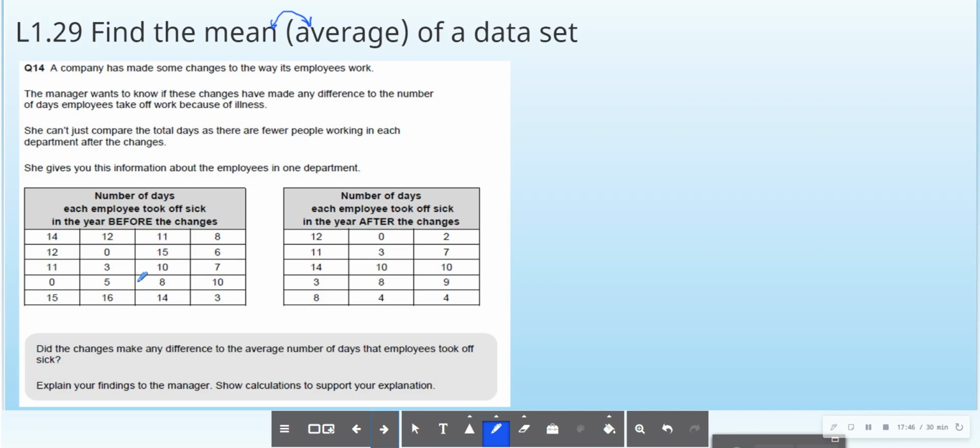So 14 plus 12 plus 11 plus 8 plus 12 plus 0 plus 15 plus 6 plus 11 plus 3 plus 10 plus 7 plus 0 plus 5 plus 8 plus 10 plus 15 plus 16 plus 14 plus 3. And that gives me 180.